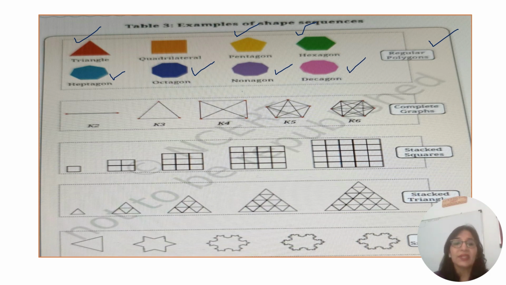Then you have complete graphs, which you will be studying more in detail. Here we term them K2, K3, because we have fixed line segments.